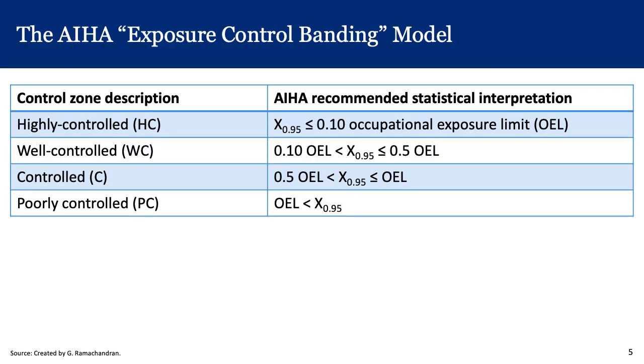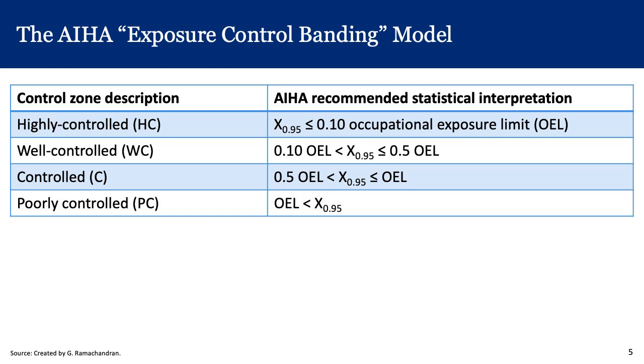And in this AIHA exposure assessment strategy, the goal is to first of all estimate the 95th percentile of the exposure distribution for a similarly exposed group of workers, and then assess which of the following exposure bands the 95th percentile lies in. So if the 95th percentile is less than 10% of the occupational exposure limit, then we call that a highly controlled scenario or highly controlled exposure band.